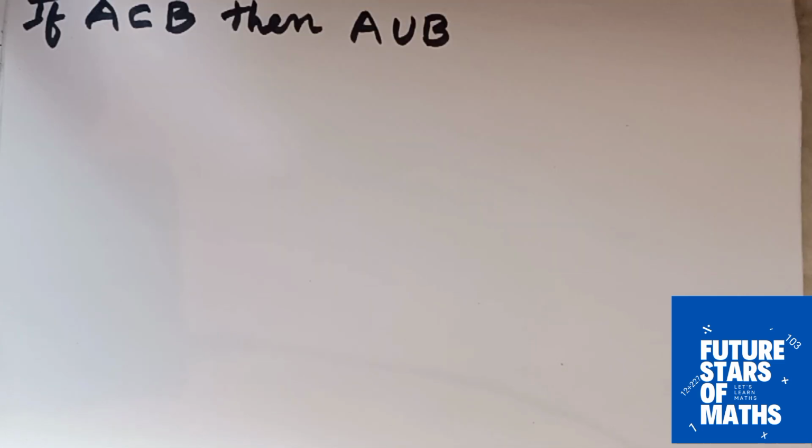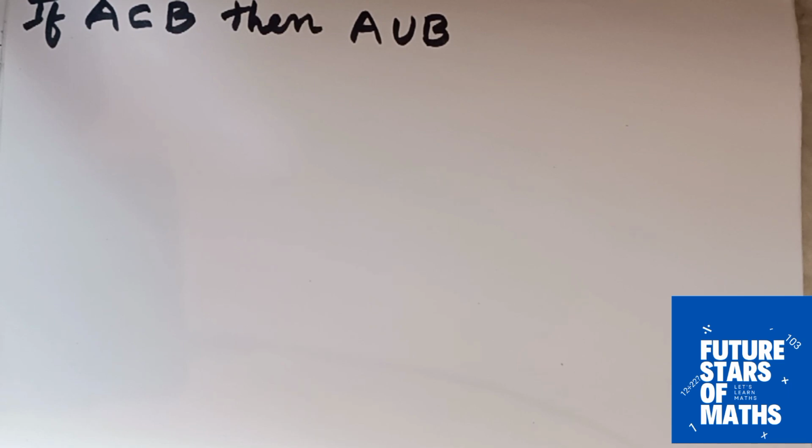Now the fourth question is, if A and B are two sets such that A is a subset of B, then what is A union B? Explain by giving an example. So here we have to find A union B, but the sets A and B are not given. So we have to write a few examples and then find what A union B will be.